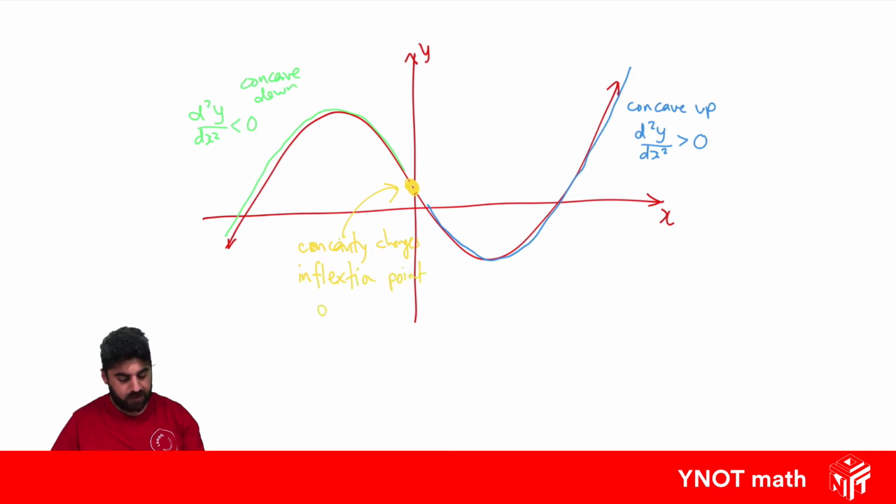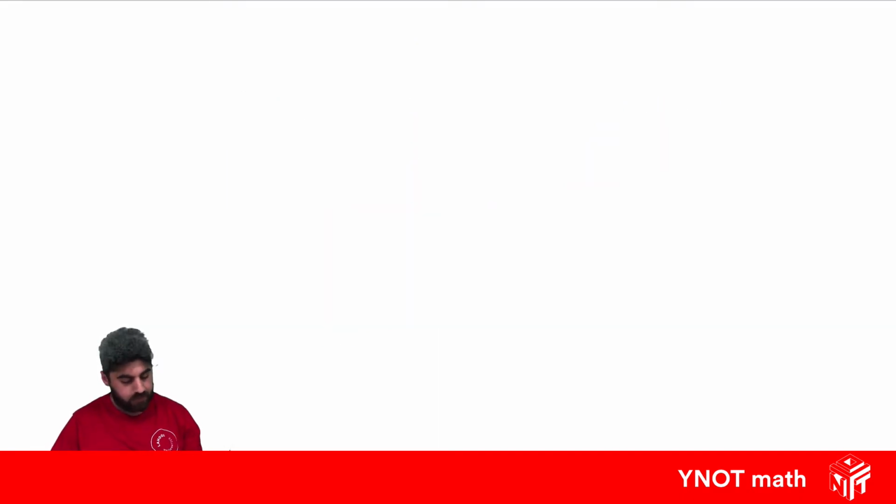And mathematically, that's where our second derivative equals 0. And we're going to look at how we can use our second derivative to find these inflection points on a curve. Let's have a look at an example.